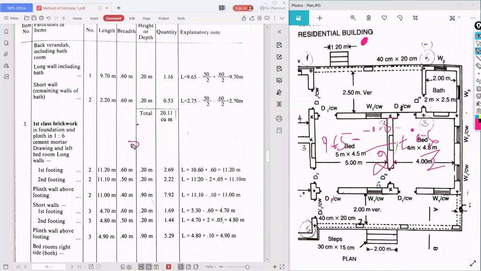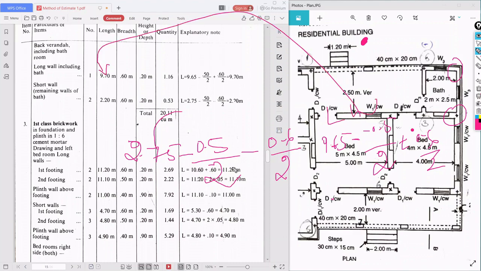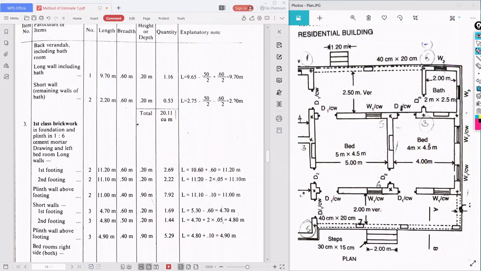That is 2.75 minus, so here a 30 centimeter wall is there. Okay, so 0.5 by 2 minus 0.6 by 2 is for the short wall, the other is for the long wall. So the long wall length is 9.70, short wall length is 2.20, breadth is 0.6, height is 0.20. Multiply, and you will get the quantity, that is total 20.11 cubic meter is the quantity for lime concrete.